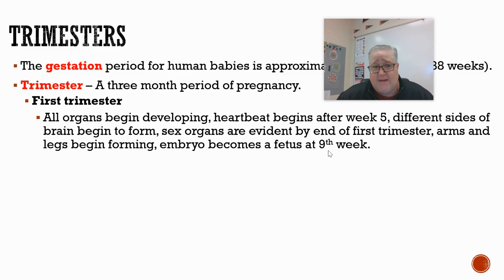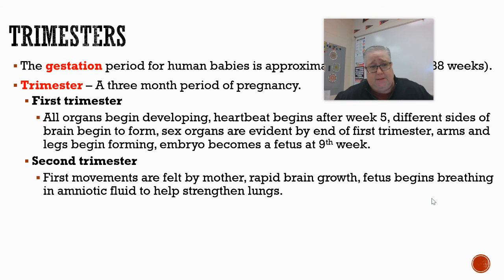By the end of the 9th week of pregnancy, typically by the end of the first trimester or close to it, we can consider that embryo a fetus. By the 9th week or so, we can pretty much start telling that it is a baby. You can see the facial features and the arms and the legs and the head and feet and everything like that.